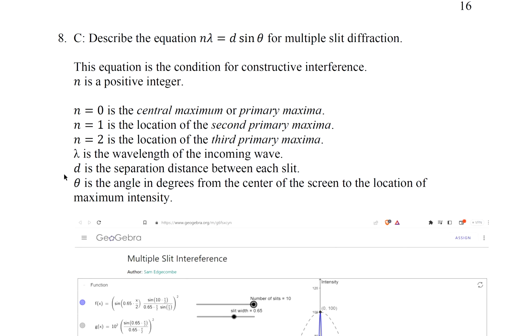Question 8. Describe the equation n lambda equals d sine theta for multiple slit diffraction. So n equals 0 is a central maximum or primary maxima. N equals 1 is the location of the second primary maxima. N equals 2 is the location of the third primary maxima. You get the point.